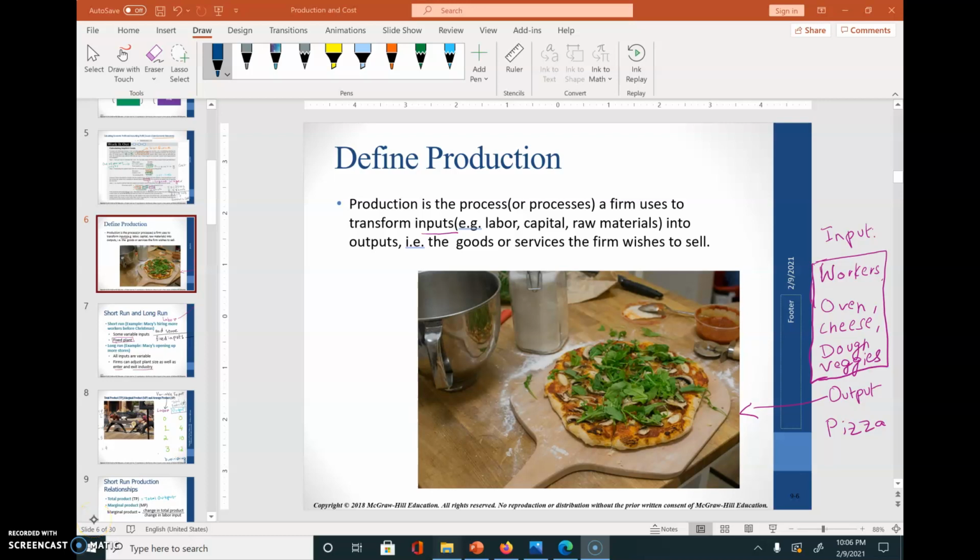Hey everyone, let's look at the concept of production functions in this section.